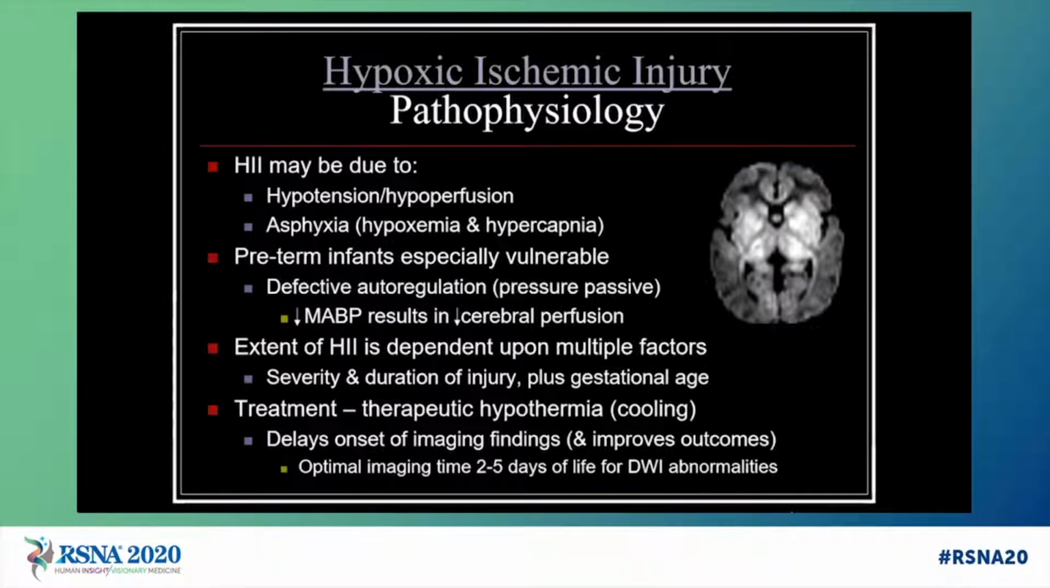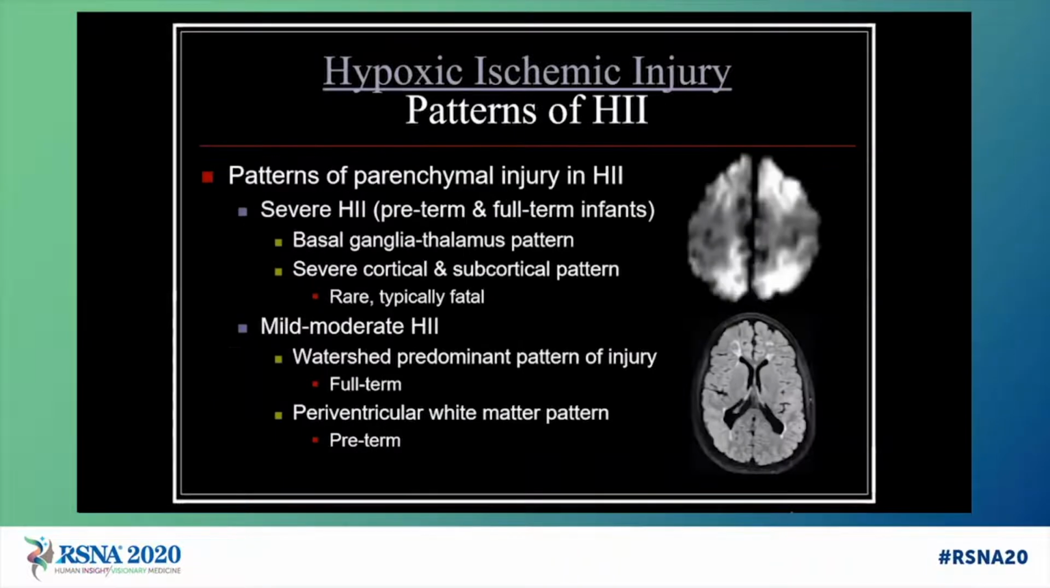The full extent of the injury is dependent upon multiple factors, most importantly, the severity of injury, duration of injury, and gestational age. Treatment includes therapeutic hypothermia or cooling, which not only improves patient outcomes, but also delays the onset of imaging findings. Therefore, the optimal time for MR imaging to evaluate for diffusion abnormalities is 2 to 5 days of life. Prior to that, you may have false negative restricted diffusion, and towards the end of the first week, diffusion abnormalities begin to normalize.